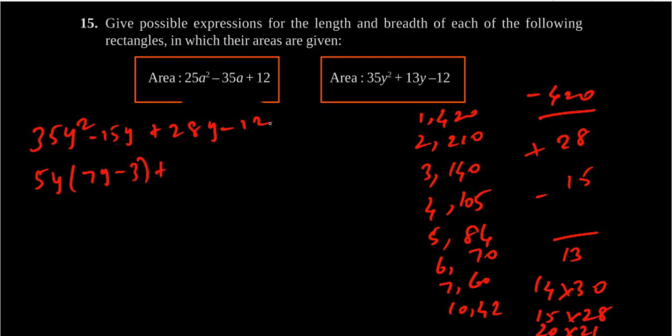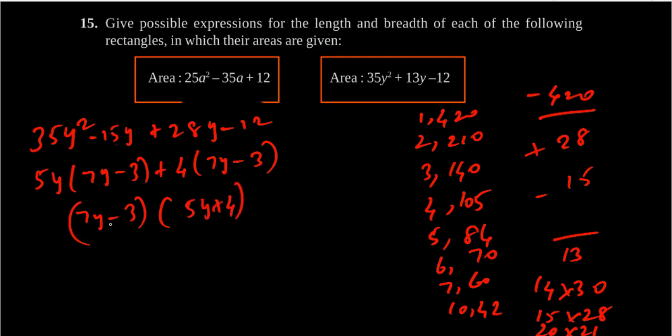Plus, both will go in the fourth table. So 4 if we take outside, 7y minus 3. In both of these terms, 7y minus 3 is common. So 7y minus 3 if we take outside, we will get 5y plus 4. So the factors are 7y minus 3 and 5y plus 4. So one can be the length, another can be the breadth for this area.